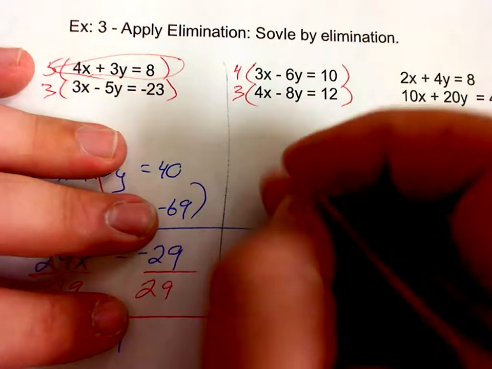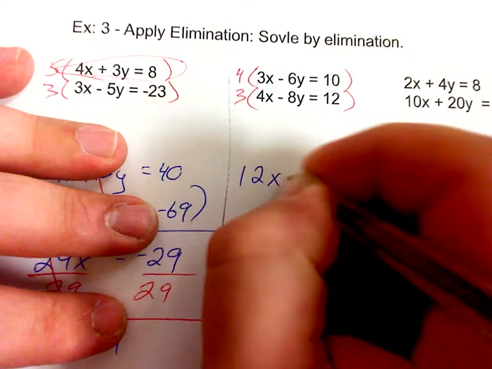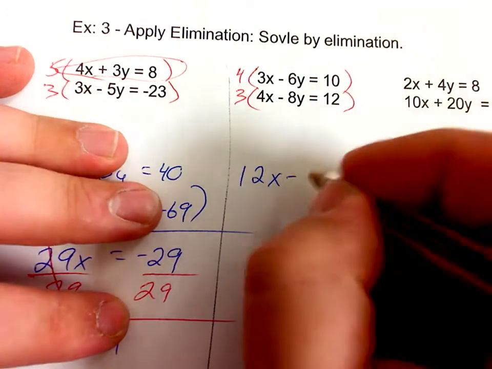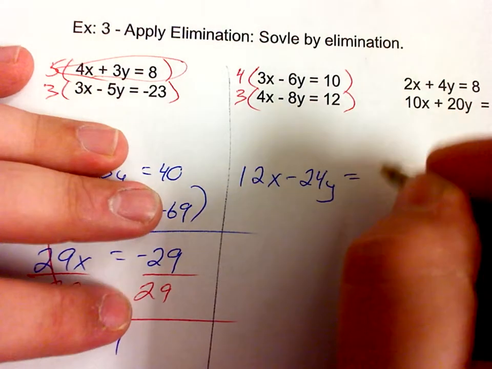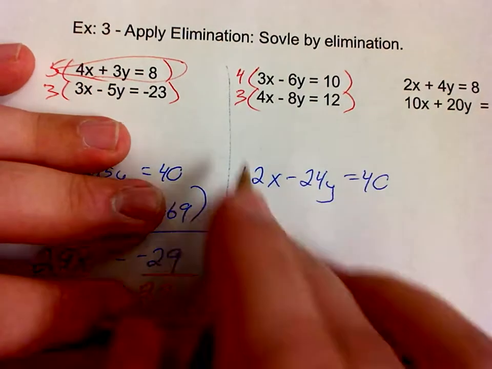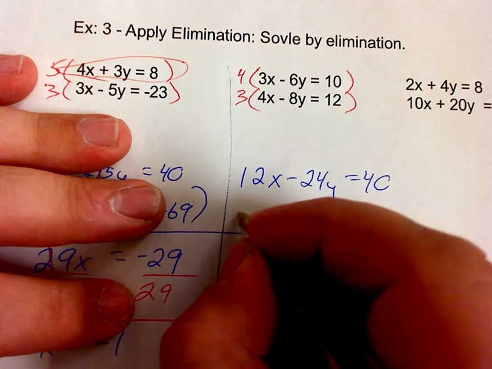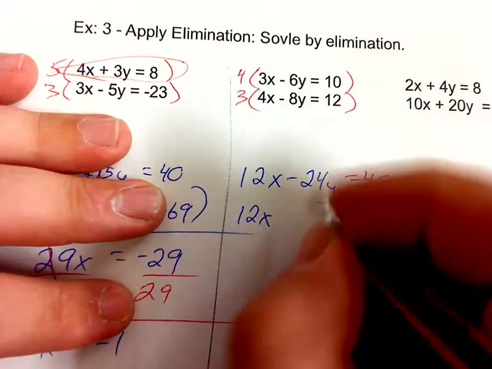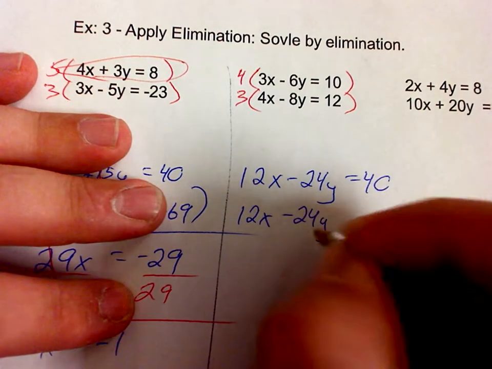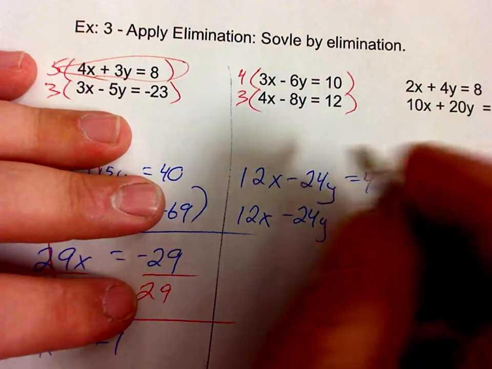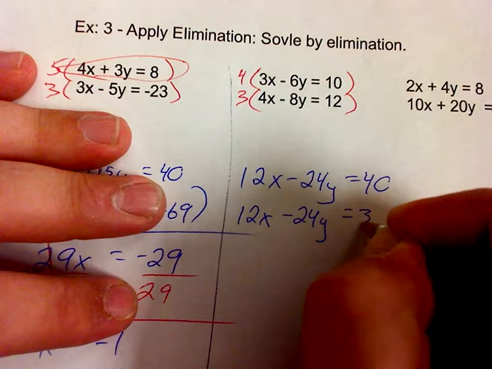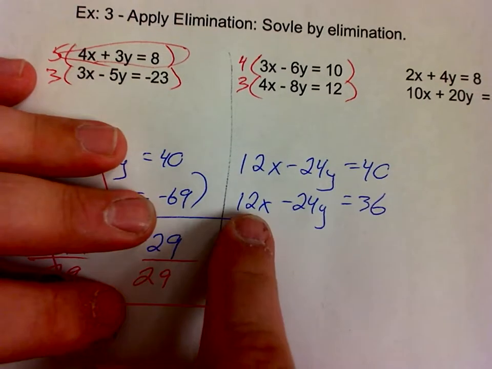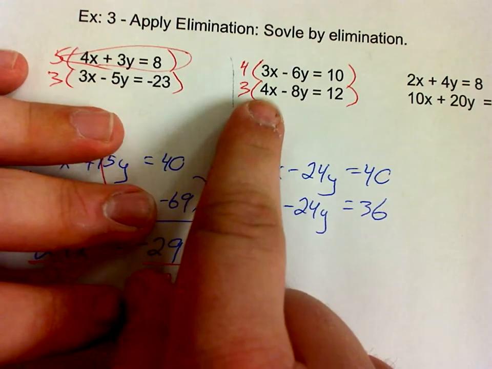So if I distribute the 4 to the top one, I get 12x for the first part. 4 times negative 6y is negative 24y. And 4 times 10 is 40. Distribute the 3 to the bottom one, we get 3 times 4x, which is 12x. 3 times negative 8y is negative 24y. Okay? And 3 times 12 gave me 36.